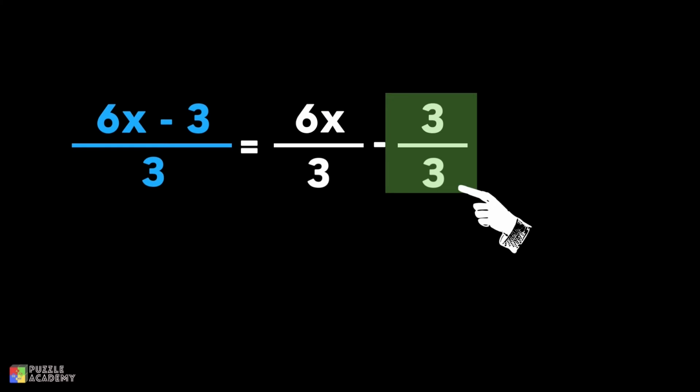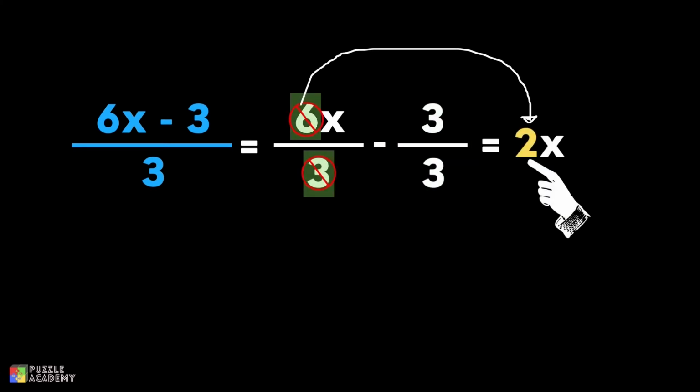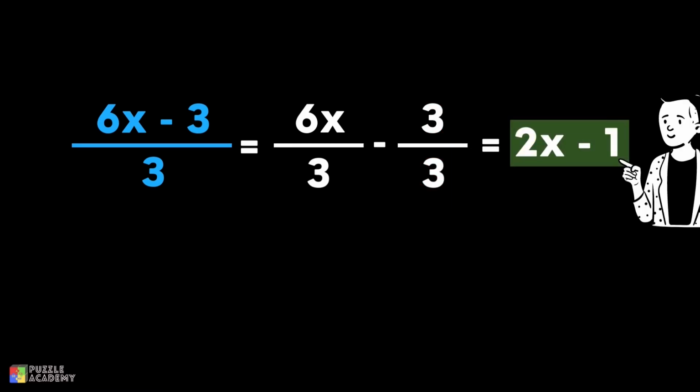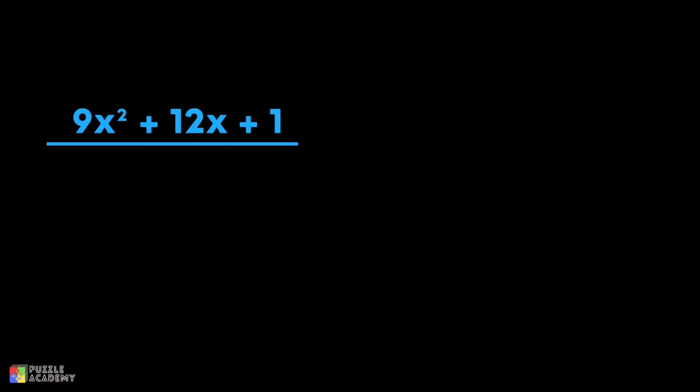Then the highlighted parts were reduced. So we have 6 over 3 that is 2 and 3 over 3 that is equal to 1, to leave the answer of 2x minus 1. Here is another slightly more complicated example.